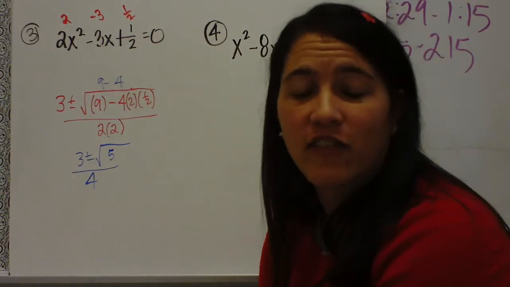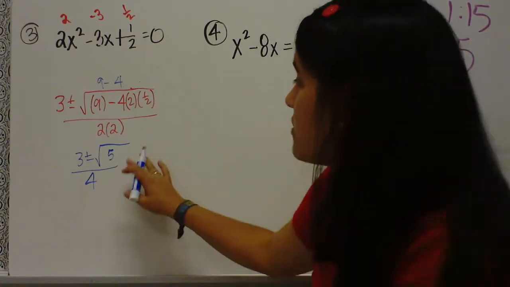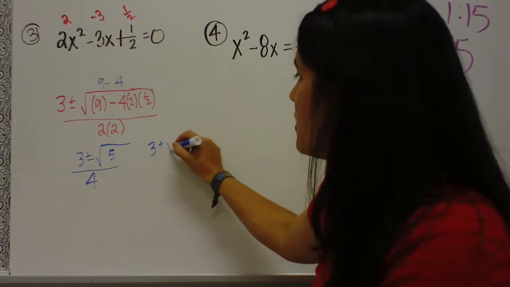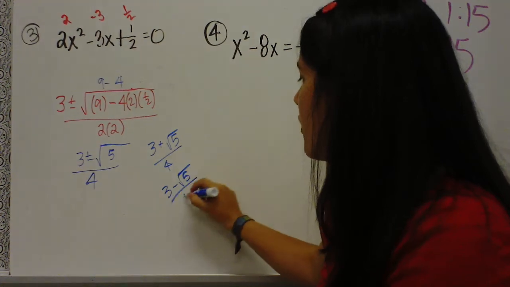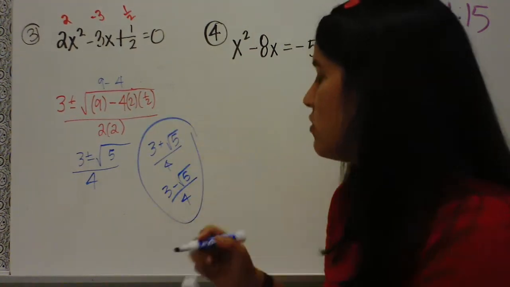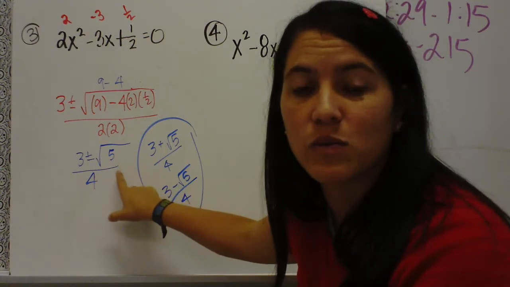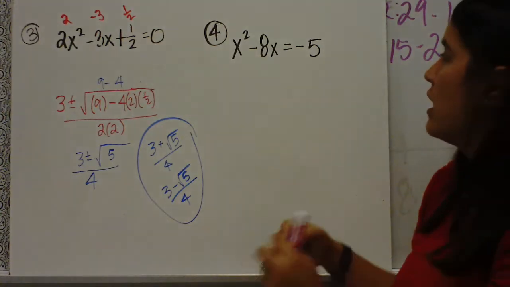Now the square root of 5, that is not a perfect square. We don't know what the square root of 5 is. So you have an option. You can leave it like this, or you can write it out. 3 plus the square root of 5 over 4, and 3 minus the square root of 5 over 4. But those are your two solutions. So one of them is with the positive square root of 5, and one of them is subtracting the square root of 5. Let's do example 4.